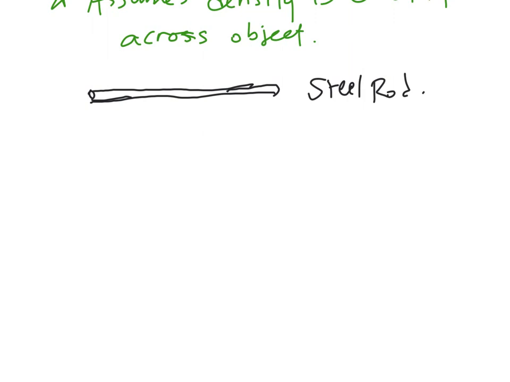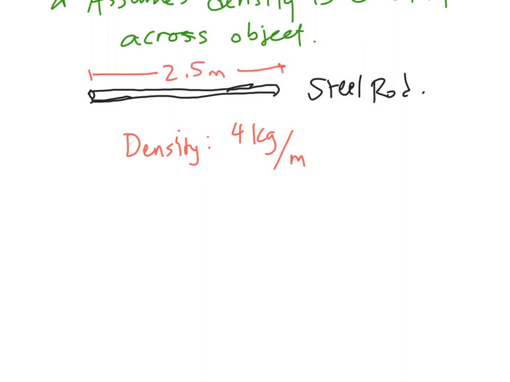Of course I can make the rod whatever thickness I want and justify it that way. I'm going to say that this steel rod has a density of, let's say, 4 kilograms per meter. And let's say that this steel rod is 2.5 meters long. For now we're going to assume that this has a constant density, but you'll notice something funny about the units here. When I wrote down the density, I did not write it in units of mass per unit volume. Instead, it's units of mass per unit length.